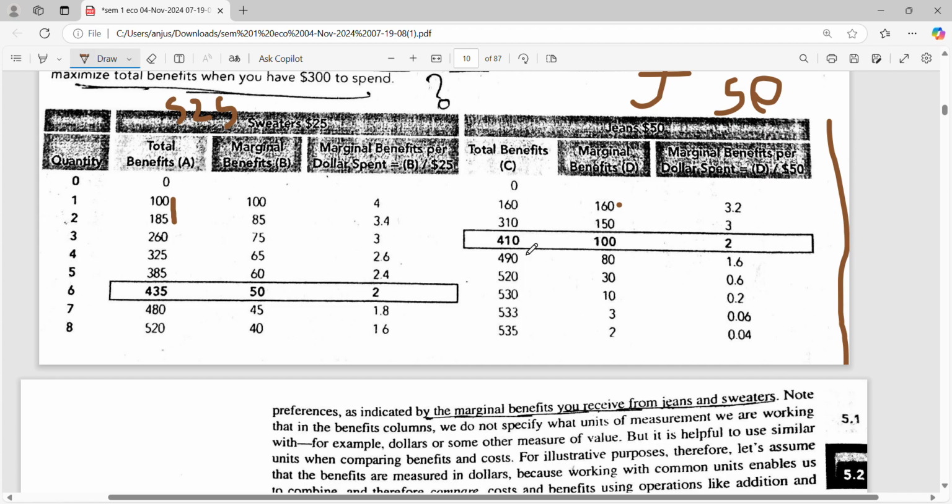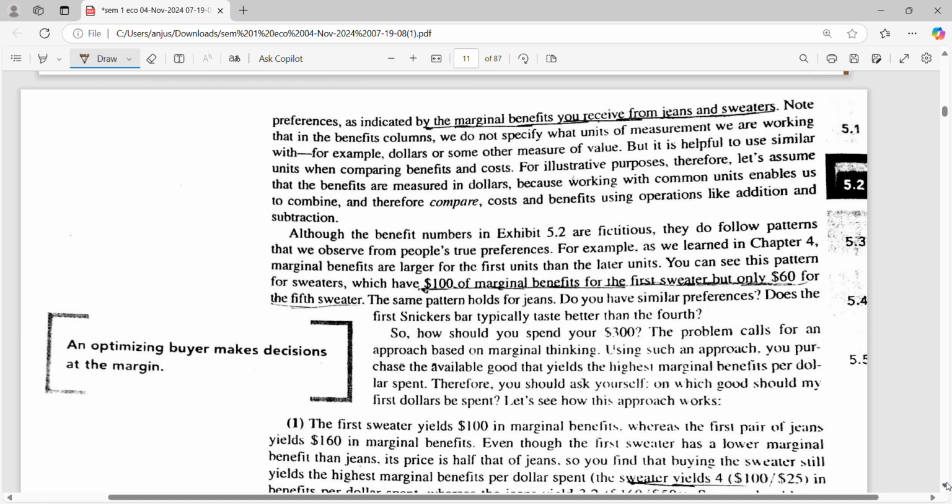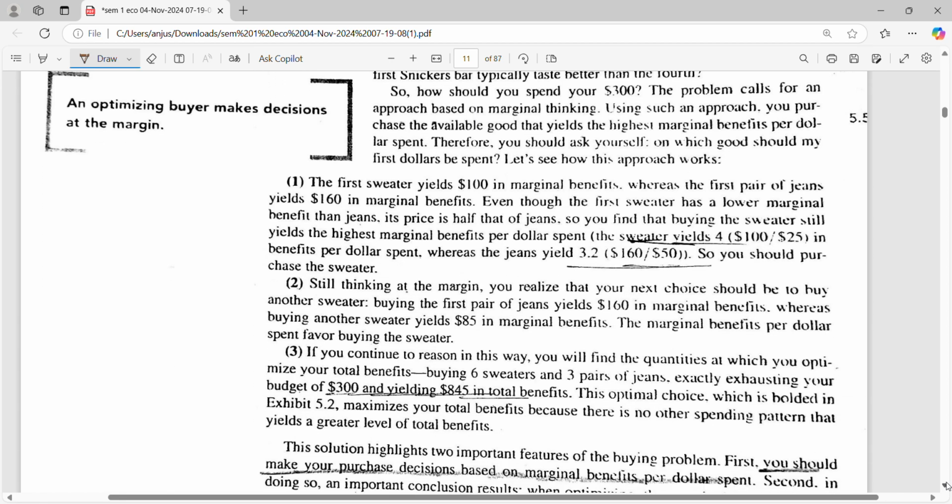Then you go to the jeans part, where you can buy just 3 pairs of jeans, right? Because 6 multiplied by 25 gives you 150, and 150 is left in your budget, and 3 pairs of jeans exhaust that 150. So that is how this combination of 6 sweaters and 3 jeans arose. When I'm explaining it, it becomes more difficult to get, but when you just read this, it's very easy.